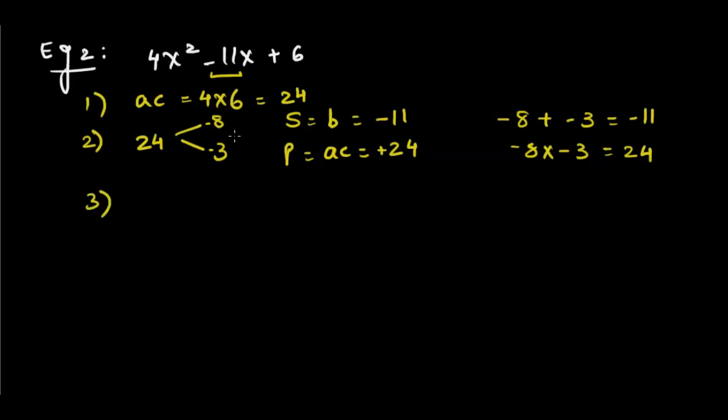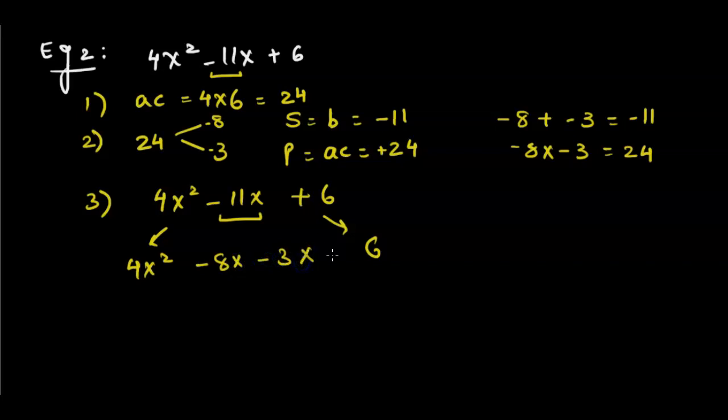Next step is we would use the step 2 numbers to split the middle term here. So the first term 4x squared would come as is. Last term 6 would come as is. Negative 11x would be split up as negative 8x, negative 3x. Fourth step is we would solve this by grouping because we are left with the 4 terms now.